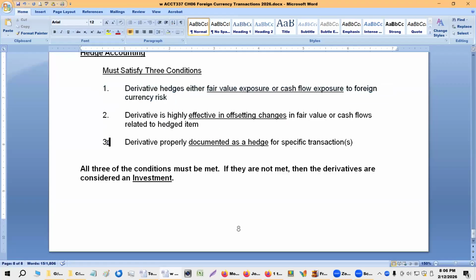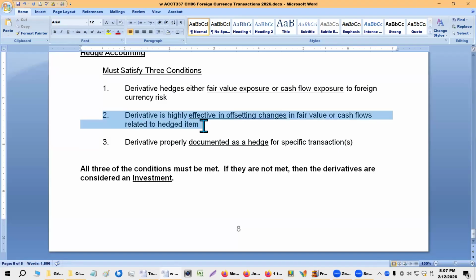And you probably document that as a hedge for a specific transaction. You can't just say, okay, we do a lot of business in India, so any rupee contract is going to be a hedge. No, no, no. It has to be per transaction, a specific transaction. So it has to be for the amount. I would think you could do it for less and still be a valid hedge. But certainly you couldn't do it for more.